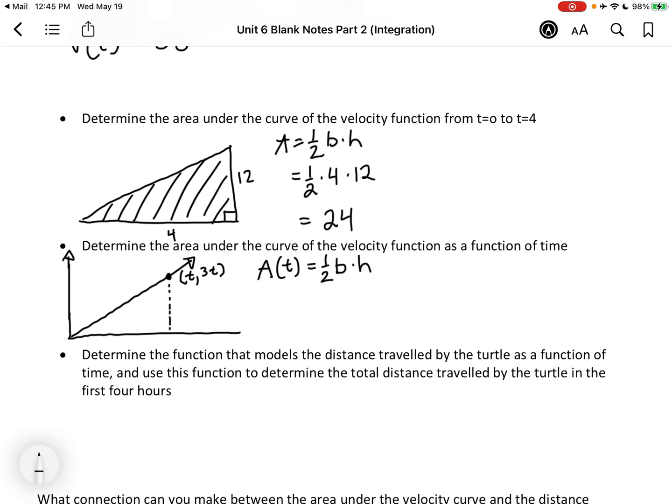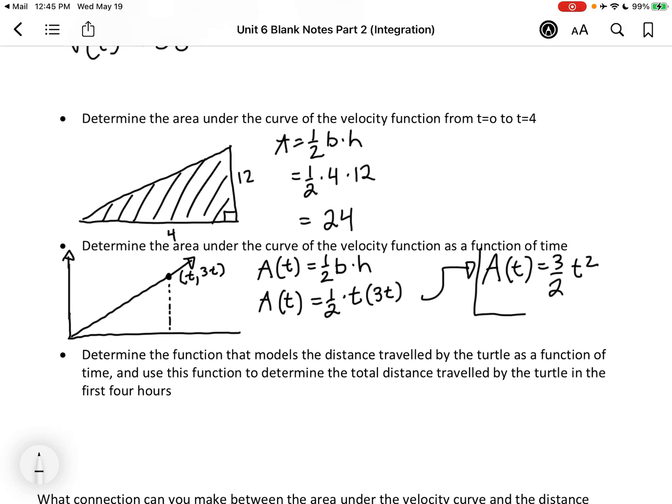Okay, the base of the triangle is the x value, which is t. And the height of the triangle is the y value, which is 3t. And that is going to give us a function of a of t equals 3 over 2 t squared. Okay? All right, so there's our area function.